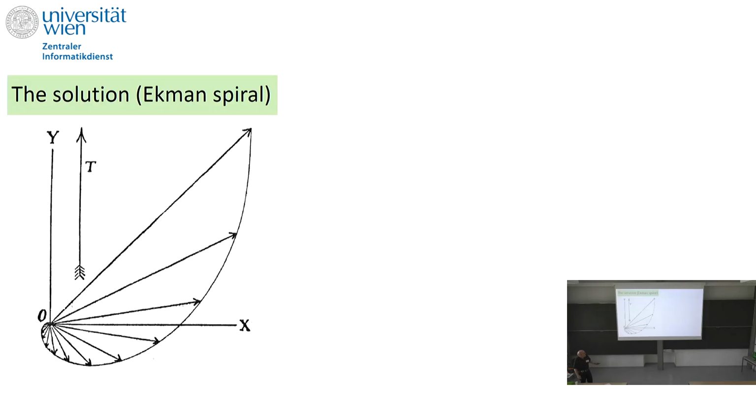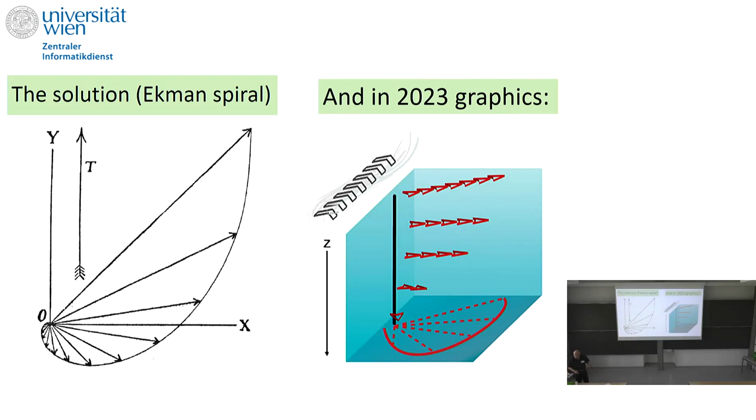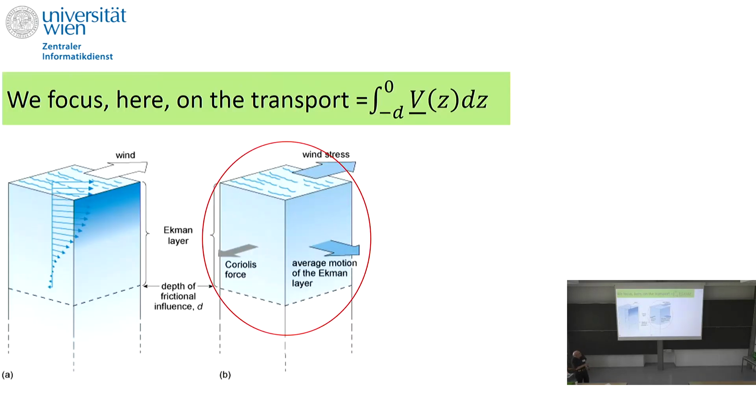In any event, this is his computed solution. And this is what you see today in textbooks, just a modern rendition with a little more color and more arrows, etc. You know, it's a projection, but you see the projection here is precisely what Ekman himself envisioned. This gives rise to the Ekman spiral, which we're not going to talk about. We're going to concentrate on the transport.